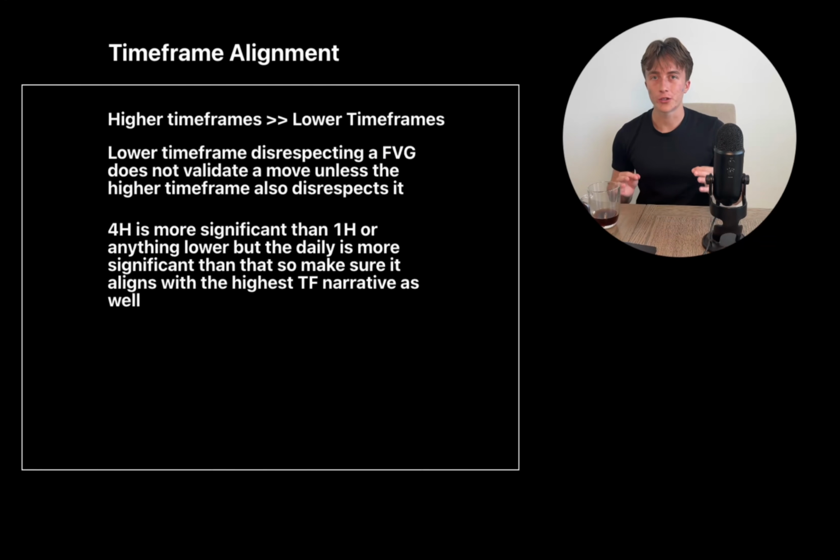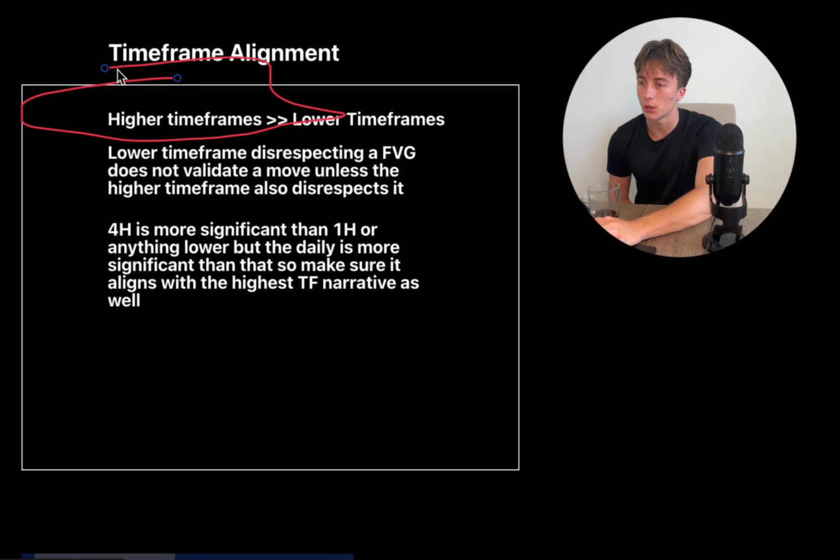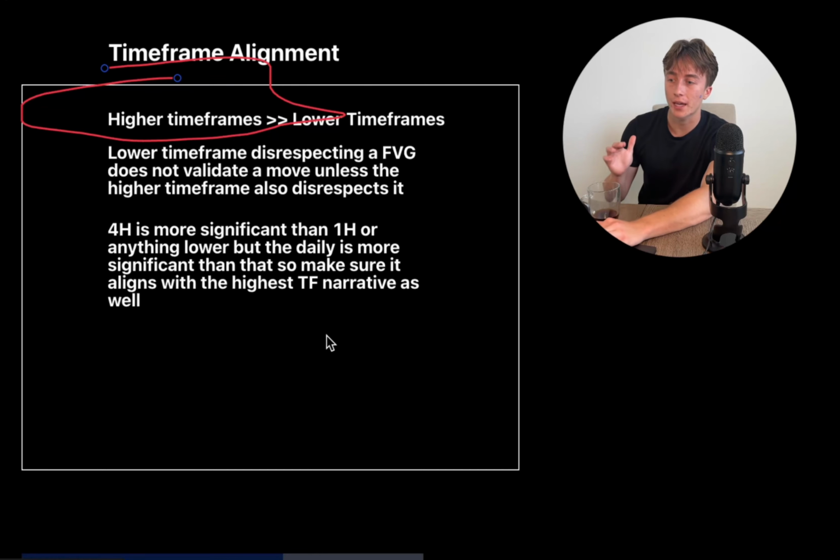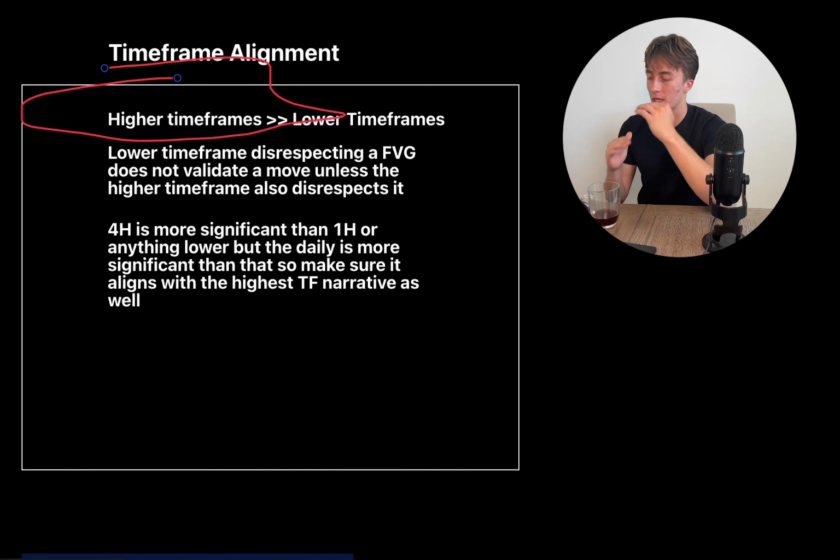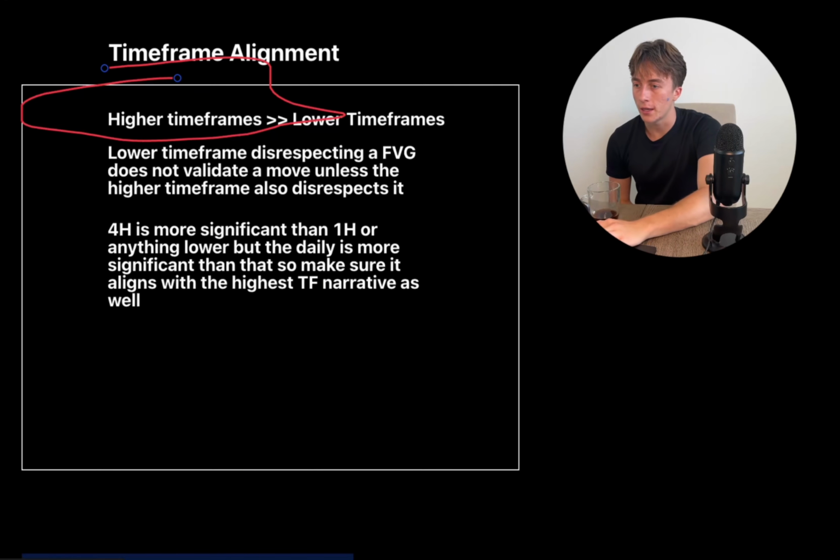So now that you understand why time frame alignment is super important for determining a valid fair value gap, I wrote down some notes for you guys. So the higher time frames are obviously going to be more significant than the lower time frames. The second thing is that lower time frame disrespecting a fair value gap does not validate a move unless the higher time frame also disrespects that fair value gap, especially if there exists a 30-minute and a 1 hour. It's the same with a 1 hour and a 4 hour. And lastly, a 4 hour is more significant than a 1 hour.